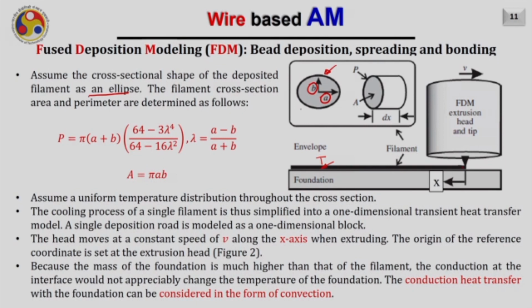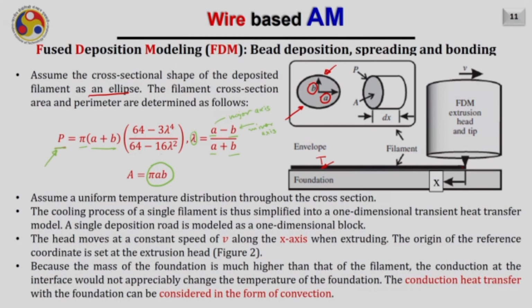Now the perimeter of this cross section can be given as P equals pi (a plus b) times (64 minus 3 lambda to the power 4) divided by (64 minus 16 lambda square), where lambda is equal to (a minus b) divided by (a plus b), where a is the major axis and b is the minor axis. Of course, the area of the deposited bead will be pi a b. Please note that this value of the perimeter is approximately calculated here, because if you want to calculate it accurately, there will be an infinite series for that.